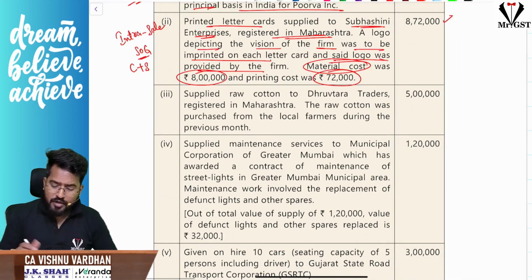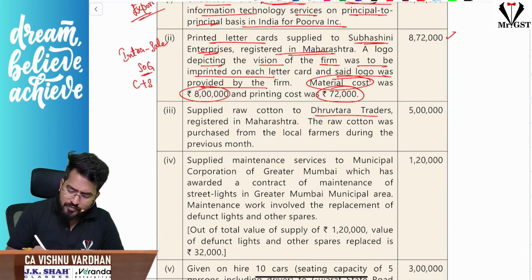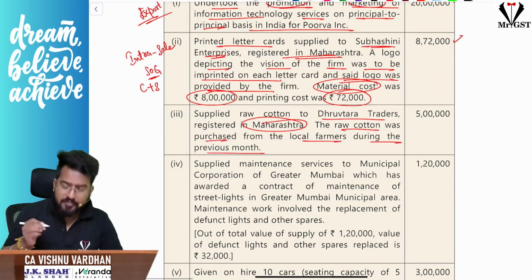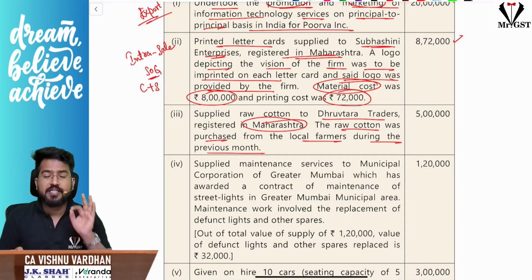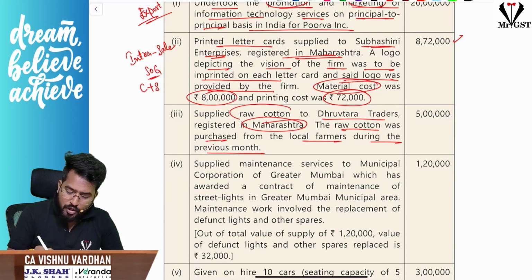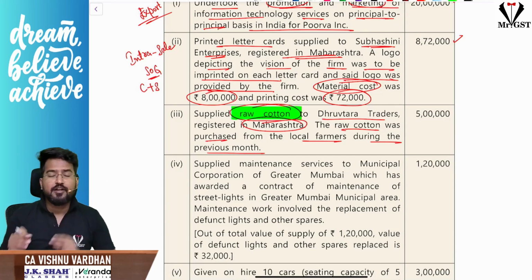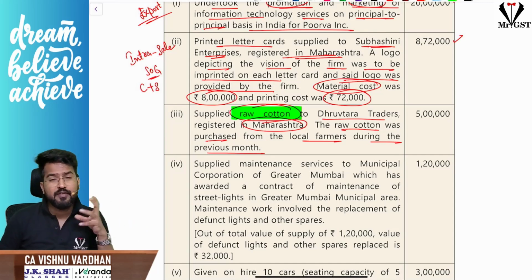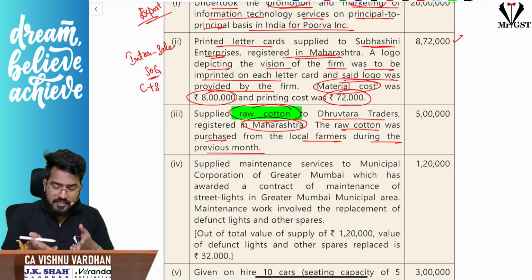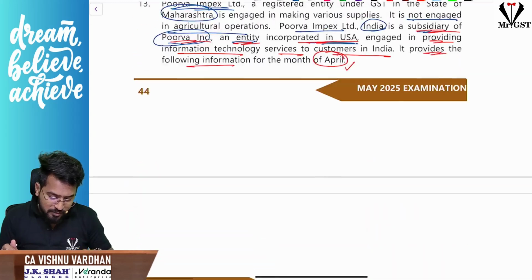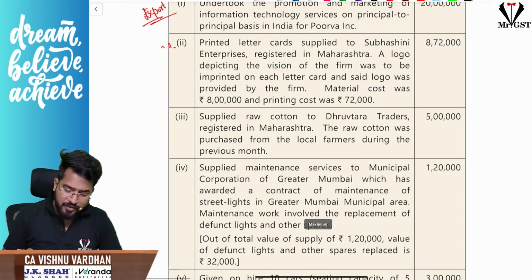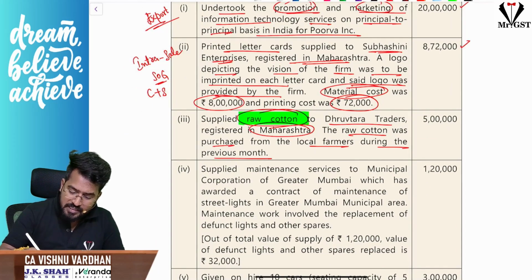Next, supplied raw cotton to Dhrutara Traders, registered in Maharashtra. The raw cotton was purchased from local farmers during the previous month. We need the information related to the current month. In the current month, you are making a sale of raw cotton. Now, the moment you see the words raw cotton, automatically you will jump to RCM. Please understand, RCM comes into the picture when a registered person buys from an agriculturist. Here, Purva Impex Limited is a company selling raw cotton. RCM will not come into the picture here. So that might be one mistake, and this is one nice point which we should be careful about.